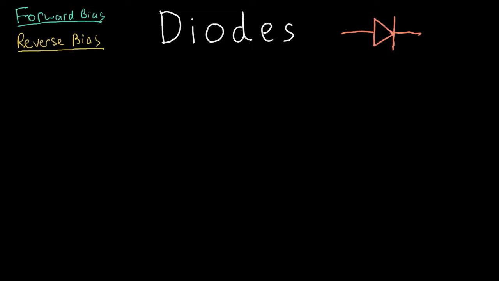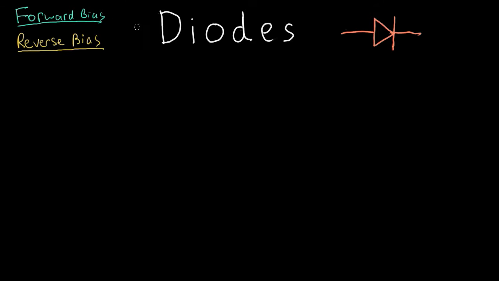Today we're going to look at diodes. Now a diode is a semiconductor that restricts current in one direction and only allows current to flow in one direction. Now if we take a look at the top right, we can see the symbol for a diode.